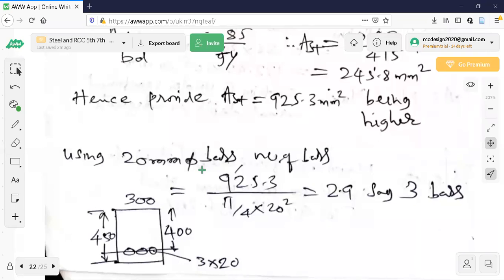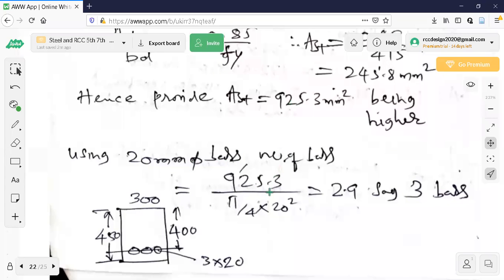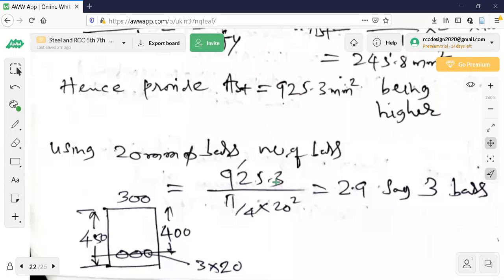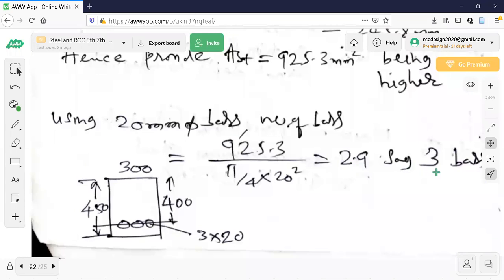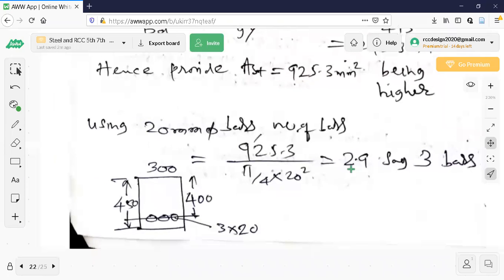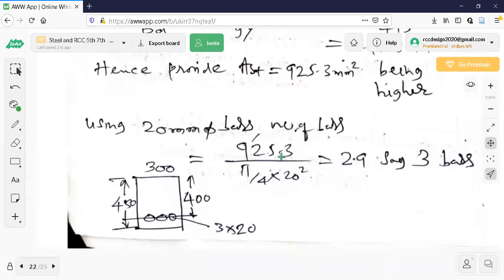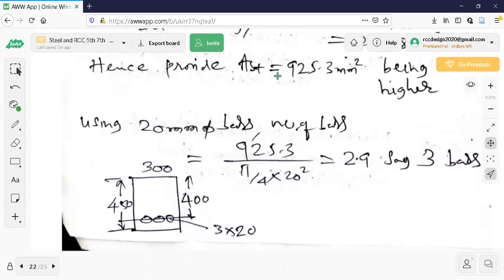Now let us say I tried with 20 mm. If somebody tries 16 mm, there is no problem. So using 20 mm bars, number of bars is total area of steel required divided by area of a single bar. So it is 2.9, say 3 bars. If I use 3 bars, it will be slightly more than 925.3. Or you can try bar combinations. I will use 2 bars of 20 mm and 1 bar of 16 mm, and I may come very close to this. But in the examination, don't try that. In practical life, they are trying. They will not give all the same 3 bars because they want to bring it very close to 920.